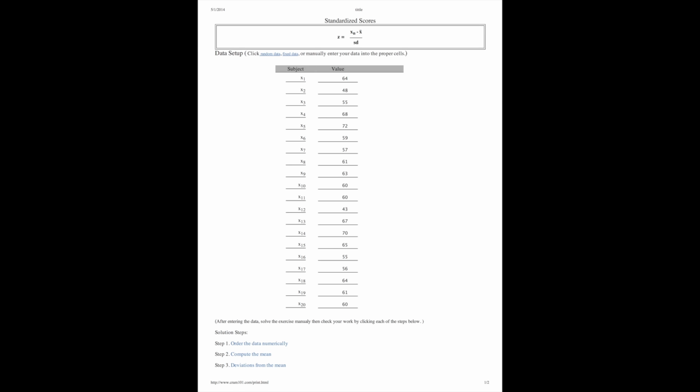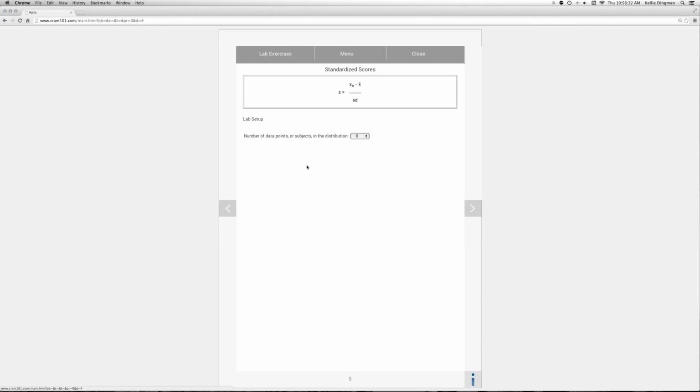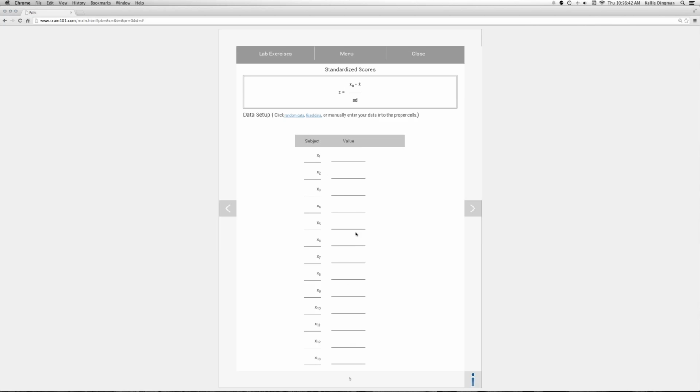So let's go to cram101.com. This is the lab menu for stats, and what we want to do is come down to standardized scores. There we go. The first thing they ask us for is the number of scores in the distribution, which for my assignment is 20. We'll put 20. And then we need to enter the data.